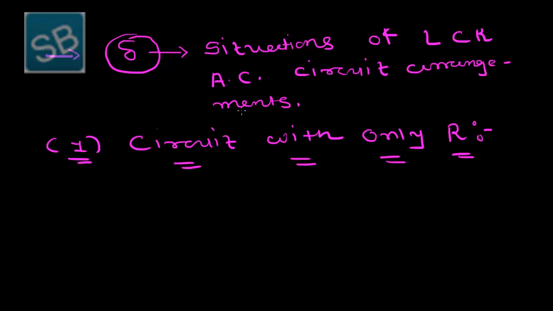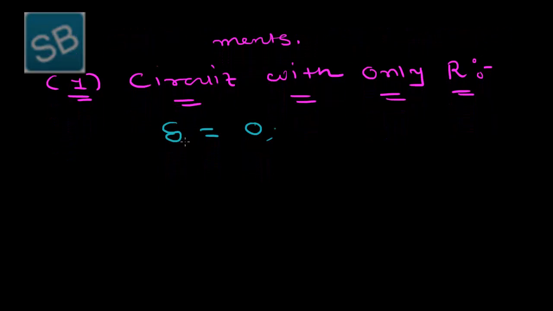And in this particular arrangement, the phase difference was 0. So delta is equal to 0, and hence cos 0 is equal to 1. So the real power is equal to Vrms into Irms.